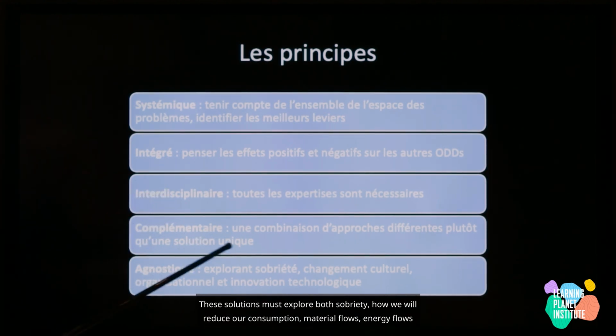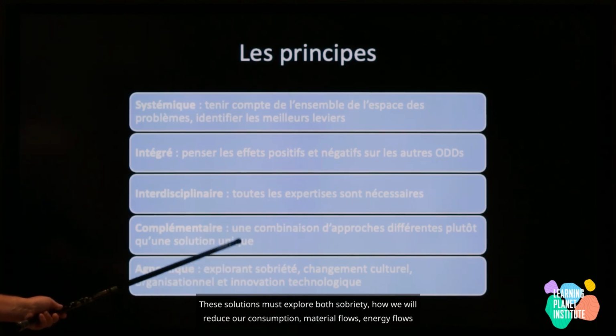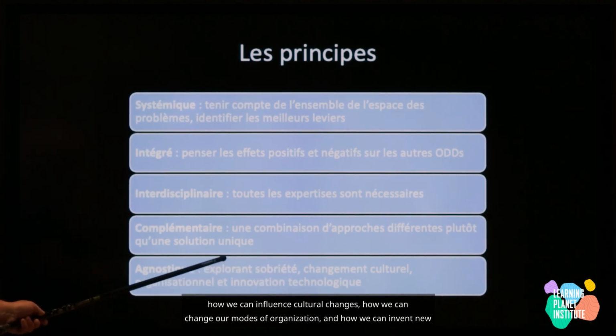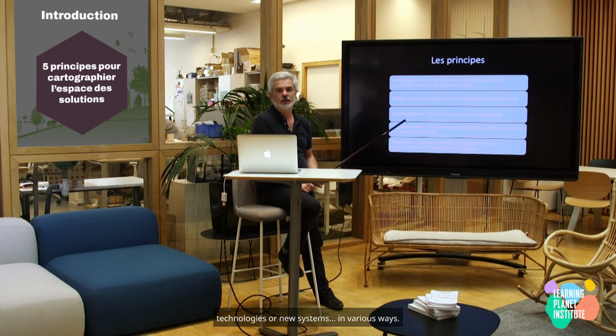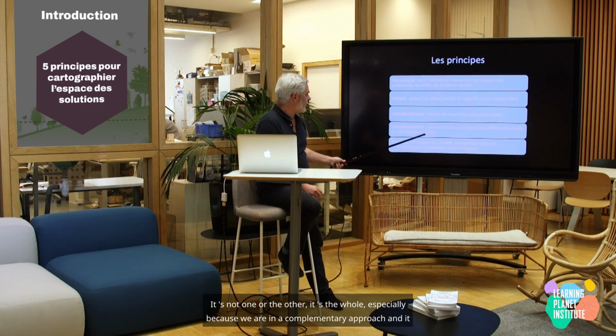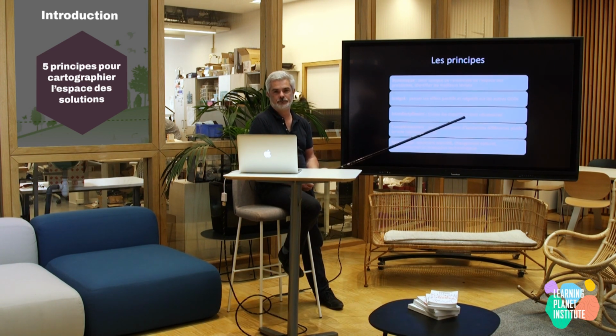These solutions must explore both sobriety, how we will reduce our consumption, material flows, energy flows, how we can influence cultural changes, how we can change our modes of organization, and how we can invent new technologies or new systems in various ways. It's not one or the other, it's the whole, especially because we are in a complementary approach, and it gets stronger if we act on multiple levers.